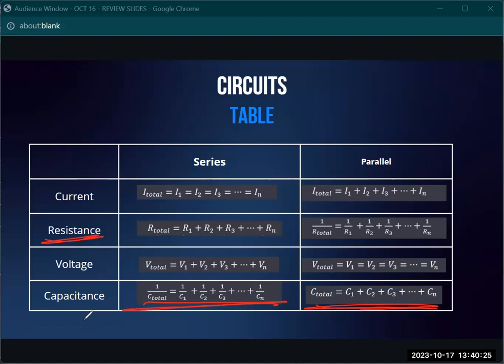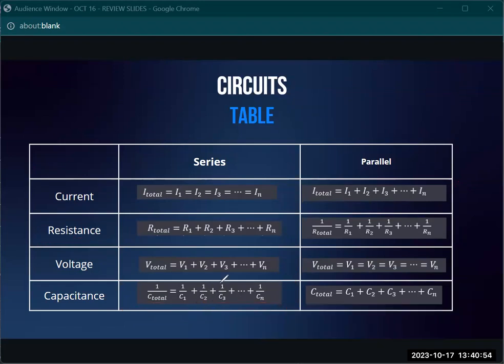Ayun na lang siguro yung magandang mnemonic. Pag current, equal sa series, add sa parallel. Pag voltage, add sa series, equal sa parallel. Pag resistance, add sa series, reciprocal sa parallel. Tapos pag capacitance, reciprocal sa series, tapos add sa parallel. Magandang mnemonic siya, if ever.